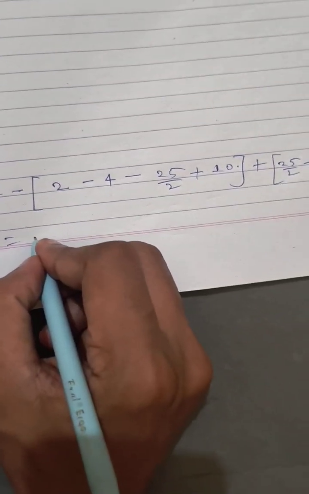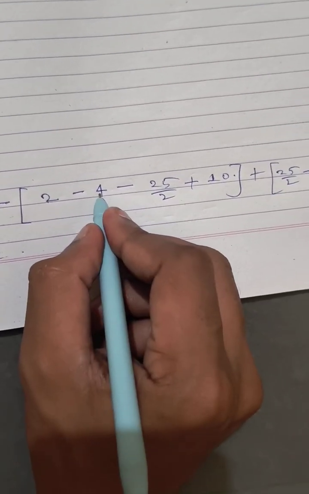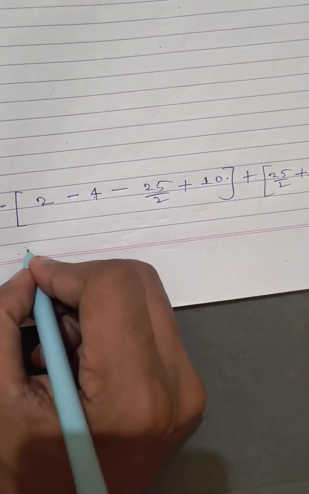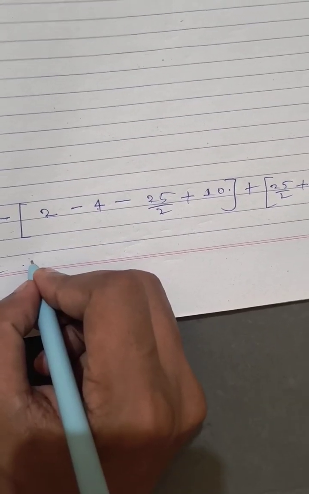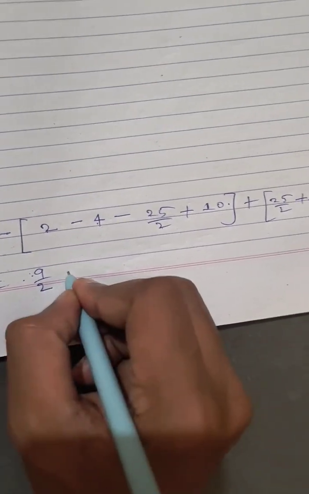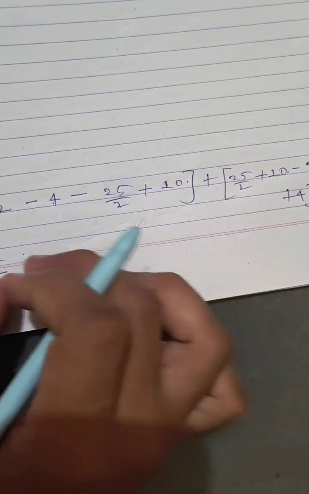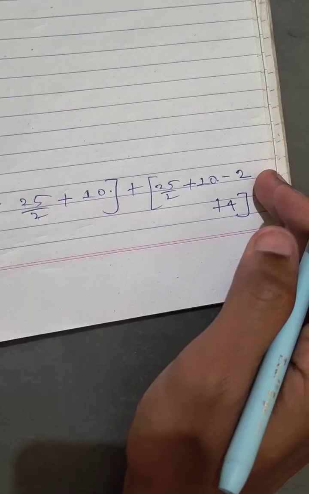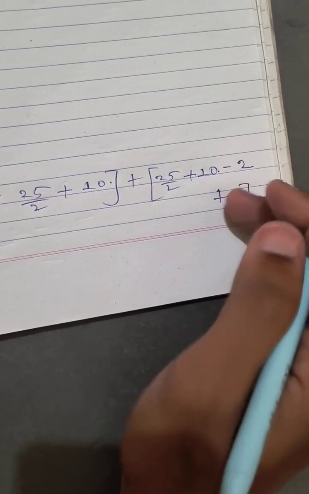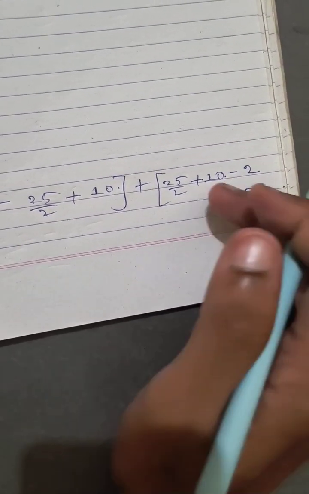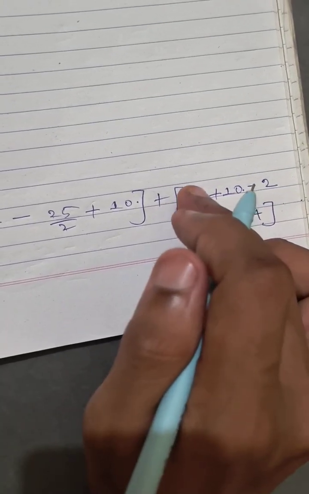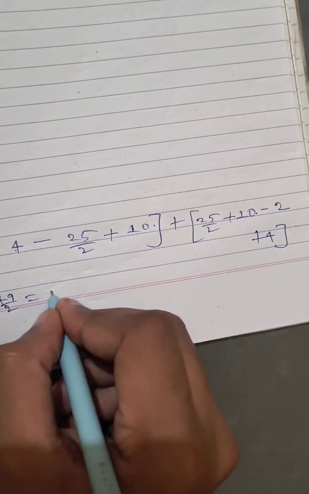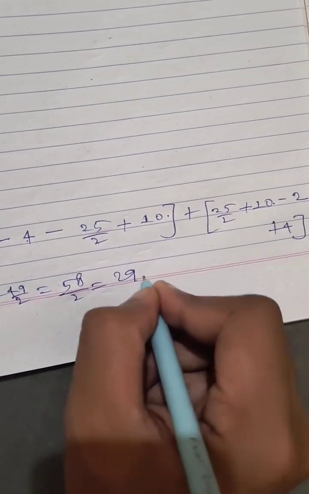So just simplify this expression. 2 minus 4 minus 2 plus 10 is 8, minus 25 by 2 minus 9 by 2, that is plus 9 by 2. So the value of this complete bracket is 9 by 2. The value of this one is 25 by 2 plus 10 minus 4 minus 2, that is 8 plus 4, 12. So 12 twos are 24 plus 25, 49 by 2. 49 by 2 plus 9 by 2 is 58 by 2, that is, the answer is 29.